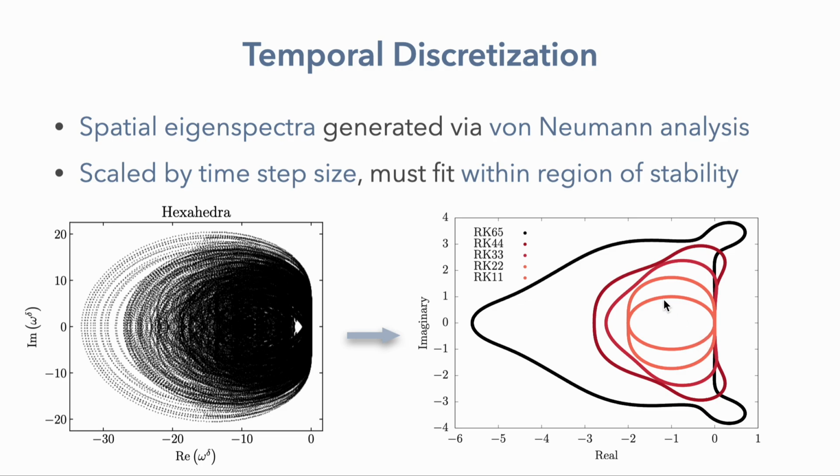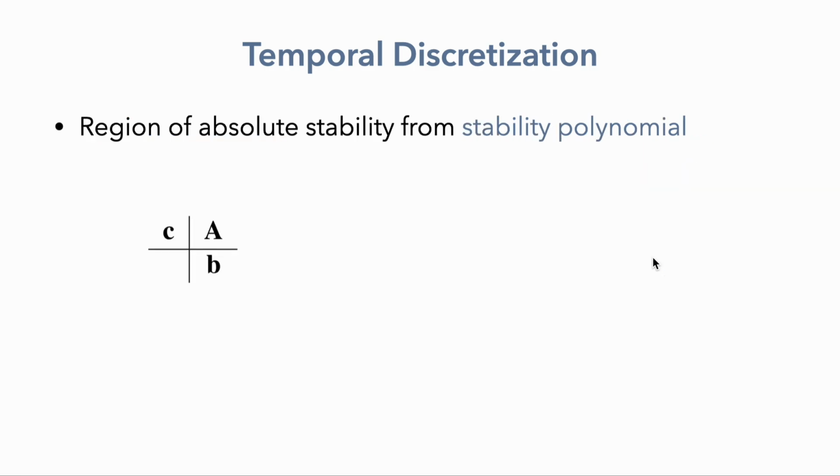So here are some example regions of stability for first order Euler all the way up to a 6-stage fifth order scheme. So you can see in order to get this to fit inside, for example, the first order Euler scheme, we need to multiply it by a really small time step size. In contrast, we could multiply it by a larger time step size and it would still fit within the 6-stage fifth order. Okay. But we don't have to use these stability polynomials, we can generate our own.